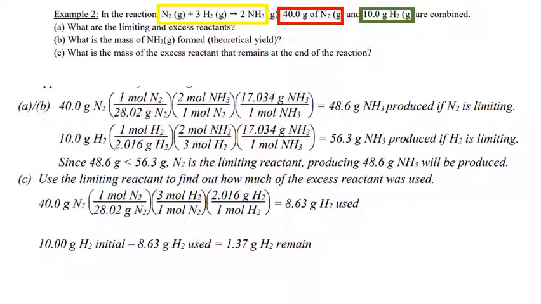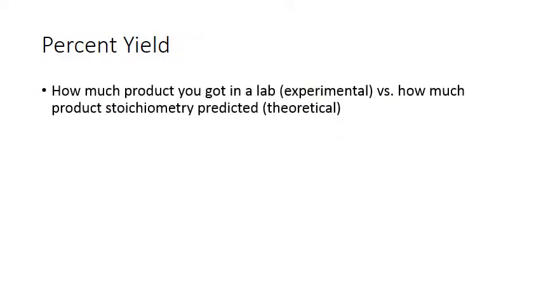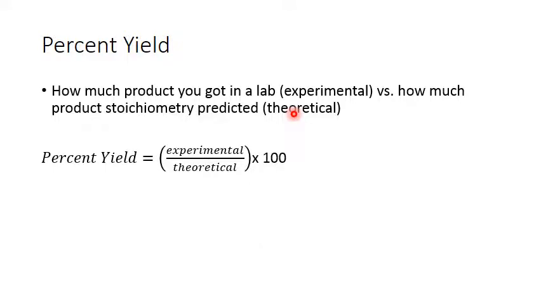This is what we get in theory. What we would get in the experiment, when we actually do the experiment and mass things out, versus what we get theoretically, are two different things. But we want to compare the two to see how we did, or see what the reaction did. So this is the equation we use. We'll take your experimental divided by your theoretical and multiply by 100.